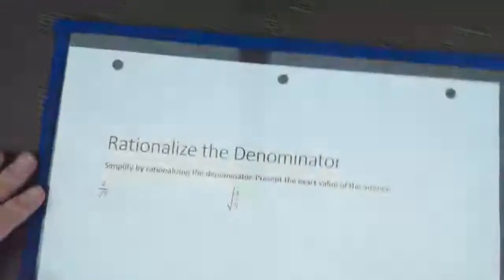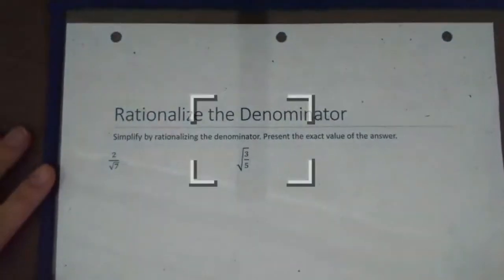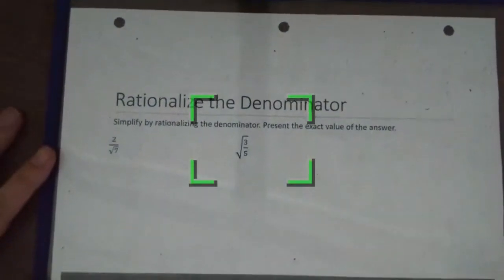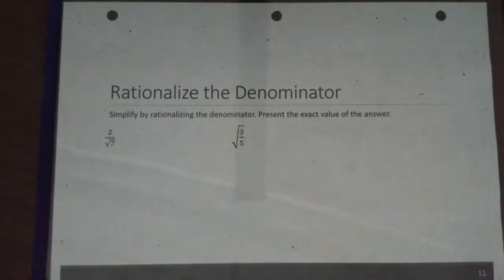Now there are some rules in math that people just kind of know because we're just taught this is the way you do it, so that's the way we do it. One of those things is rationalizing denominators. We don't want to leave any radicals in a denominator. So if you have a square root in a denominator, you're going to want to get it out.